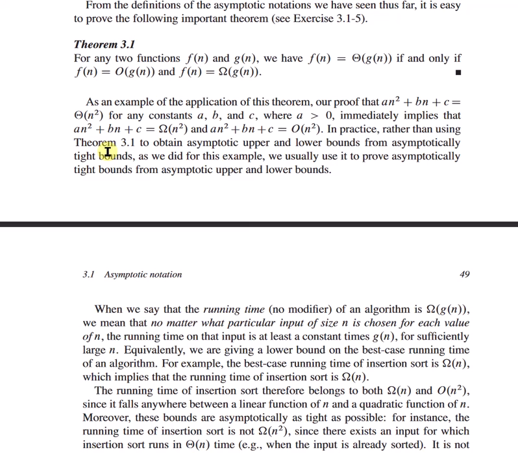As an example of the application of this theorem, prove that a n squared plus b n plus c equals theta of n squared for any constants a, b, c where a is greater than 0. This immediately implies that it is big O of n squared and omega of n squared. In practice, rather than using theorem 3.1 to obtain asymptotic upper and lower bounds from asymptotically tight bounds, as we did for this example, we usually use it to prove asymptotically tight bounds.